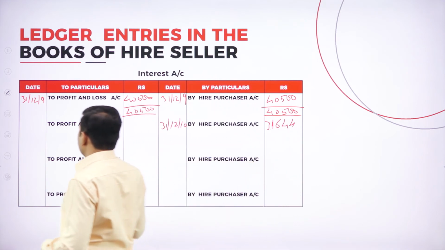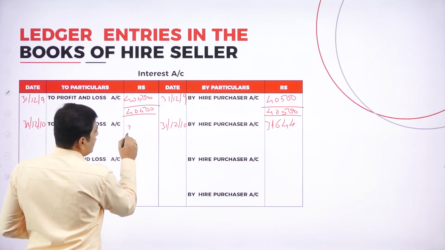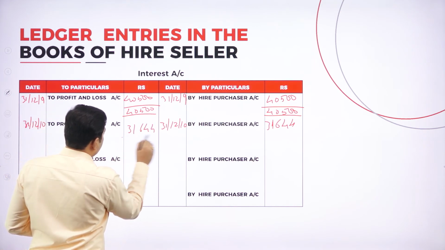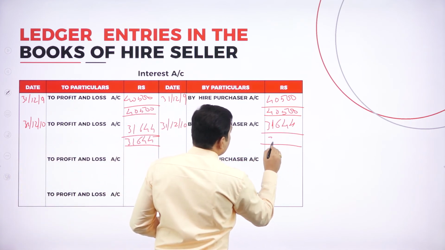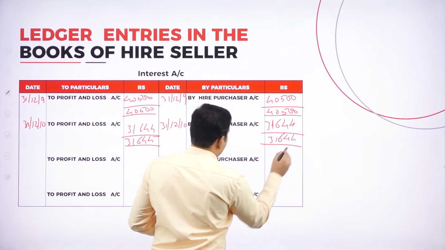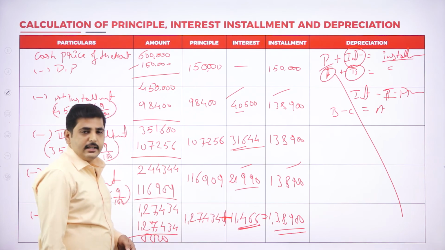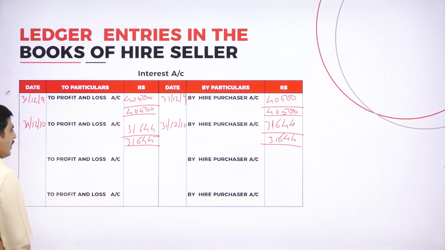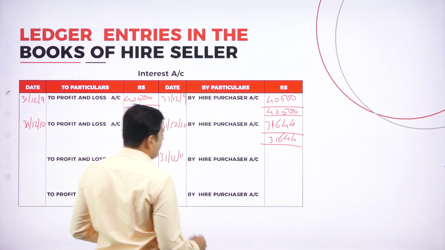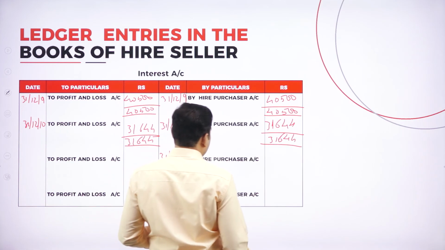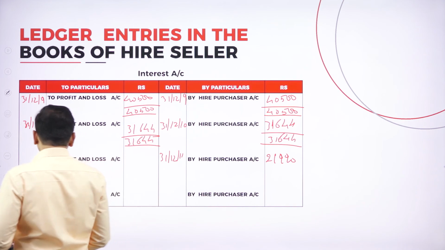Here also the last date 31st/12/2010. So it is 31,644. Tally both the sides, 31,644. Here also 31,644. Again, the third year interest. Look at the third year interest, it is 21,990. So let's come to the interest account. The last date is 31st/12/2011. So interest is 21,990. So write 21,990 here.